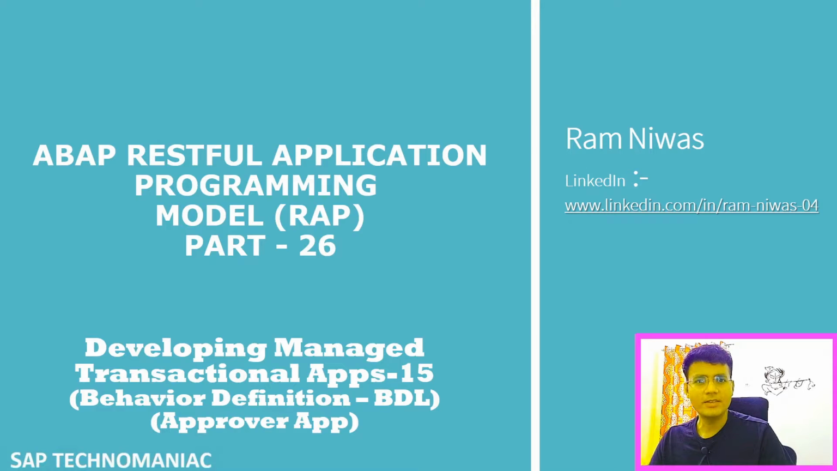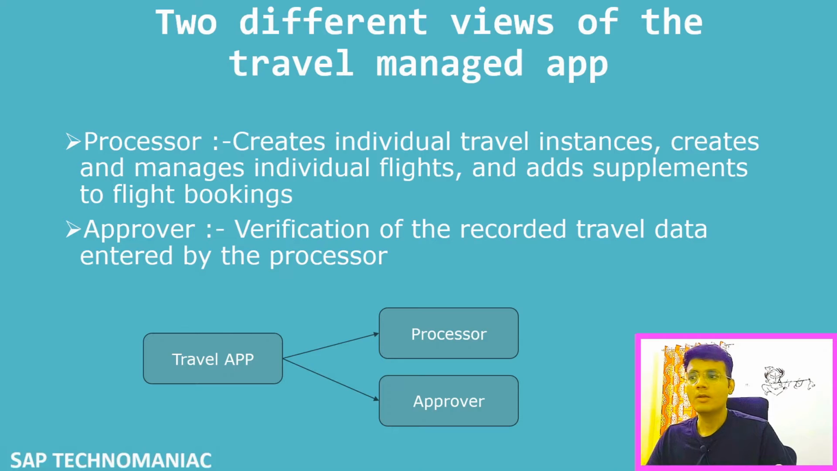Hello everyone, welcome back. In this video, we will develop our approver application and give the approver the option to approve or reject that particular travel instance. We have already created our processor application. The processor has access to create, update, and delete travel, booking, and booking supplement detail.